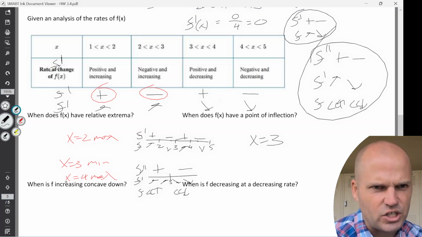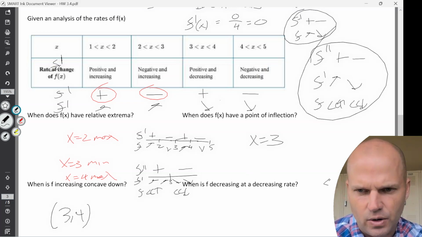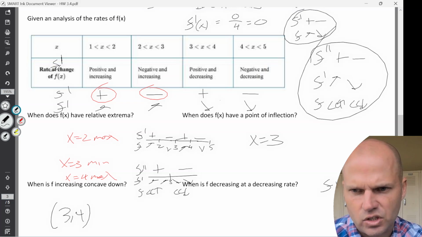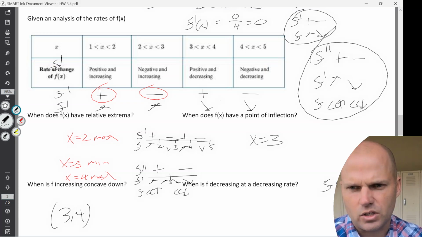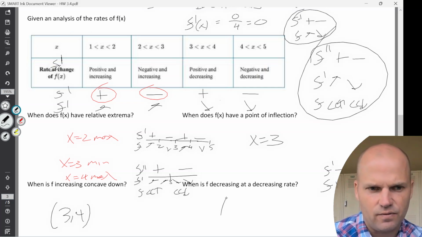When is f increasing, concave down? So f is increasing here and here. F is concave down here, so it's 3 to 4. Decreasing at a decreasing rate, so f is going down and f's slopes are going down, which means f is concave down. Or we could just look at f prime being negative and decreasing. F prime is negative and decreasing, 4 to 5.